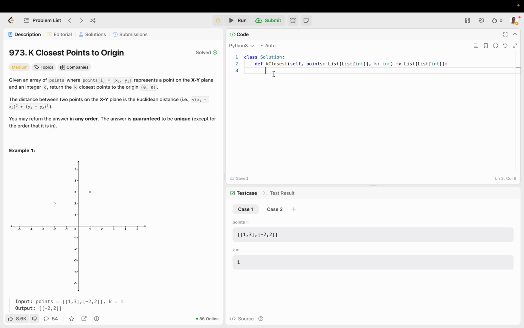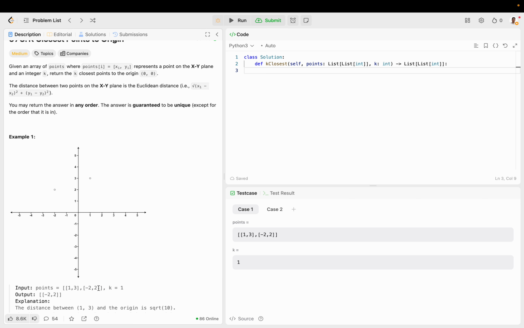If you're familiar with how x and y coordinates work in math, this one is pretty straightforward. You're given a 2D list of integers, a matrix, and you want to basically find the k closest points to the origin. And the origin is defined as (0, 0) because that's usually the center of an x and y coordinate plane.